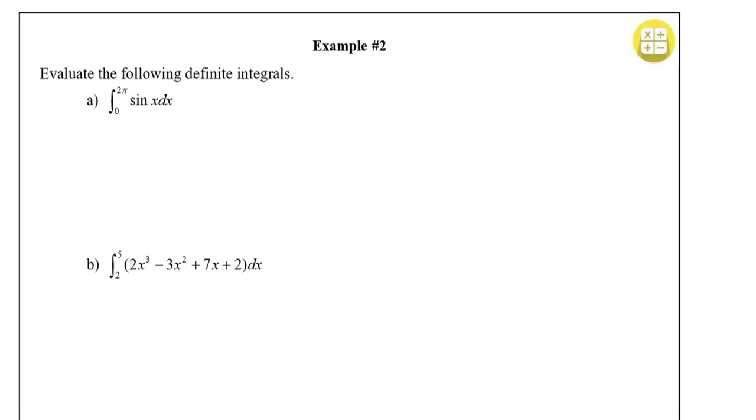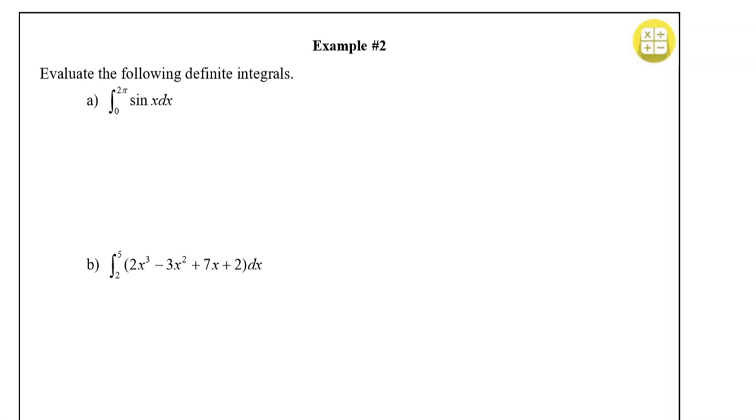Evaluate the following definite integrals. Okay, so now since we have definite integrals, that means that we just have a lower and an upper bound for our function, right? So we're going to take the integral of sine x, that's the function, from 0 to 2 pi.